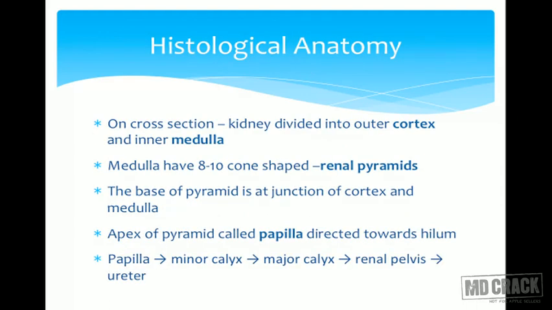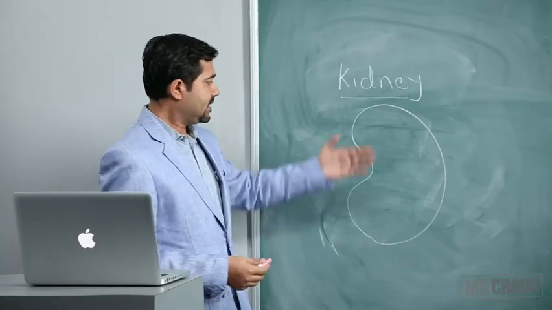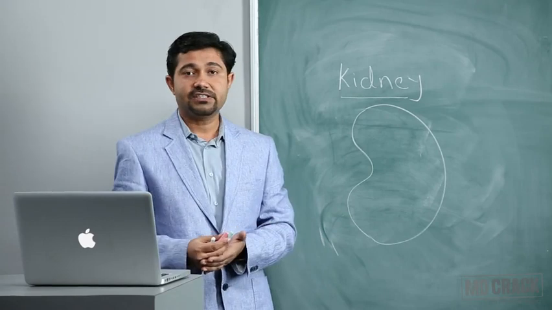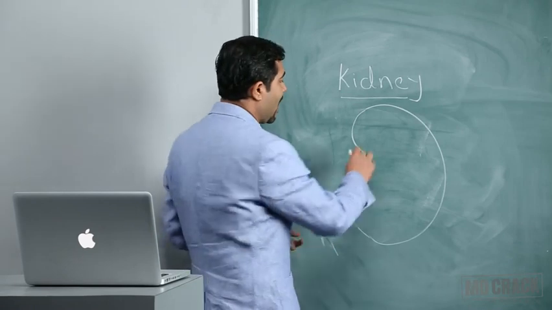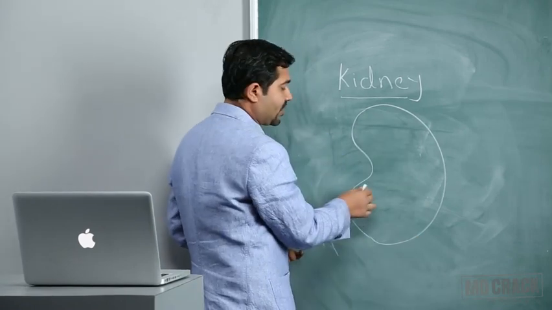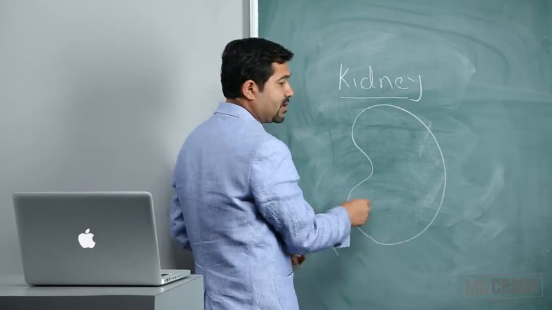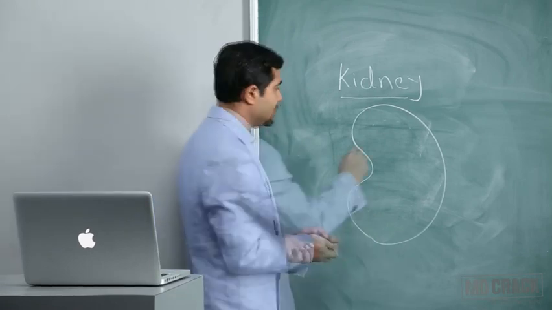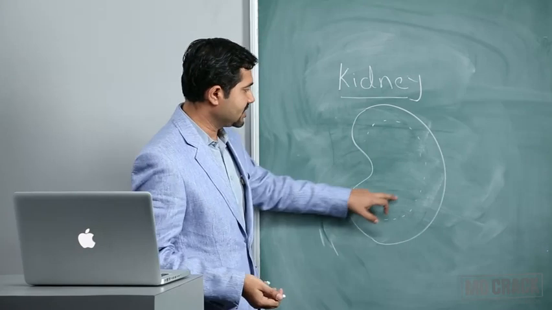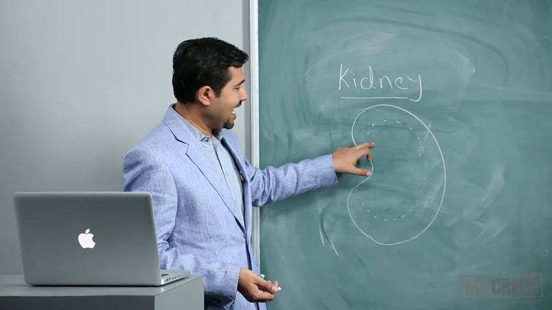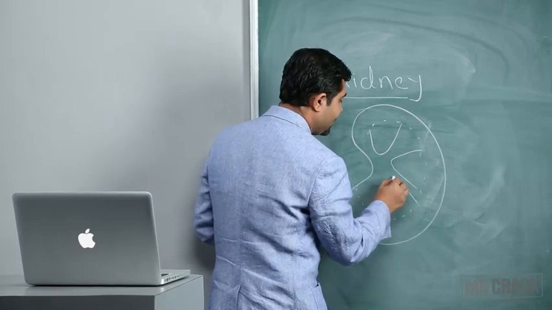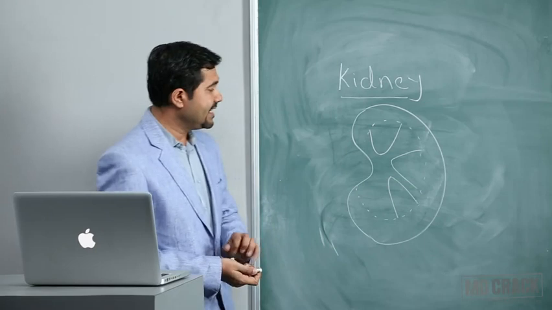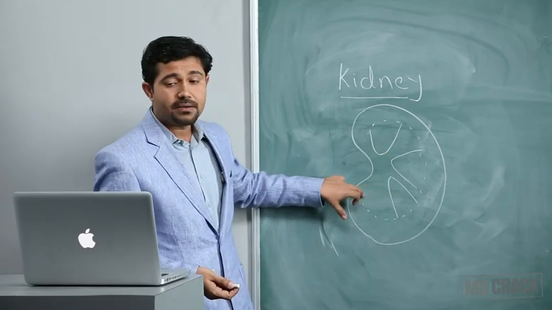Going now to the histological structure of the kidney. If you dissect the kidney in a horizontal section, you will see that the kidney can be divided into the outer rim, which is called the cortex, and the inner part, which is called the medulla. So this is the cortex and this is the medulla. What lies in the medulla? About 8 to 10 renal pyramids. These are called renal pyramids, and they are in the medulla.